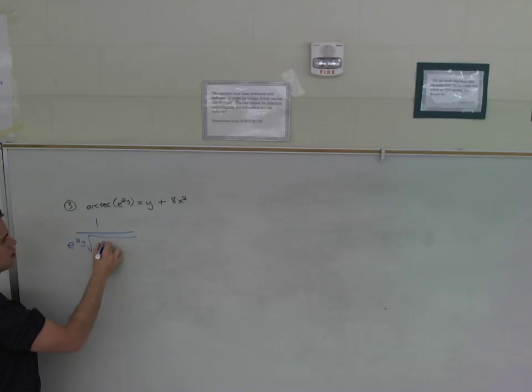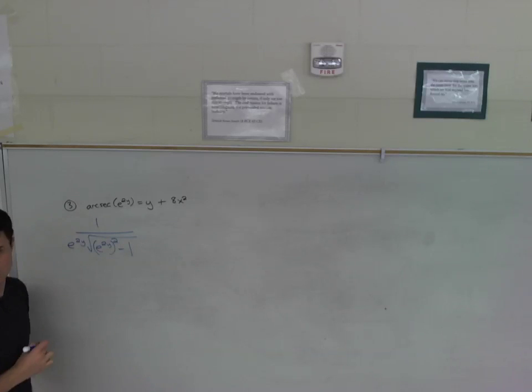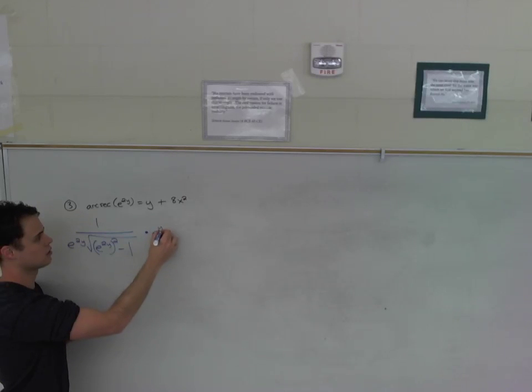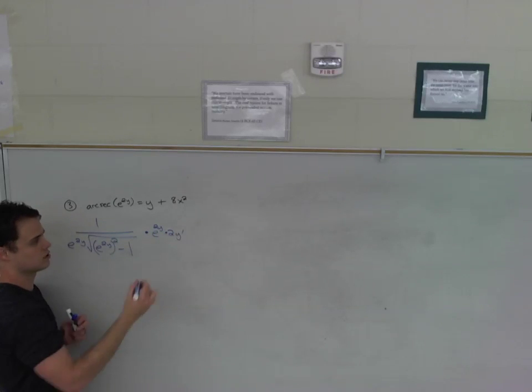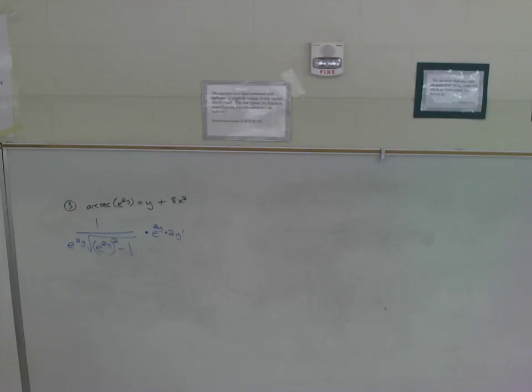So it's thing squared minus 1, times 2. Okay, what else am I missing? e to the 2y times 2y prime. Oh, y prime times 2y, plus 16x. You okay with that?